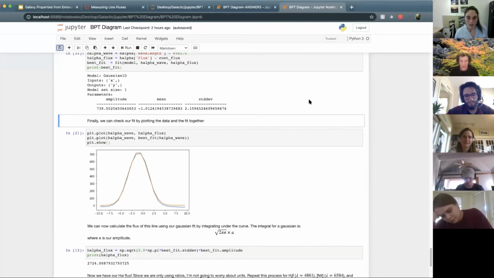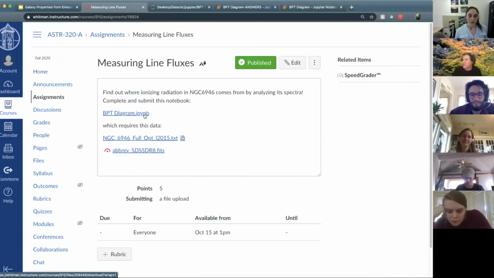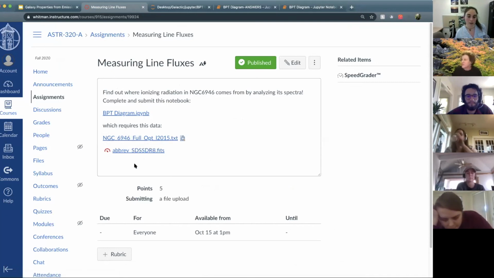The good news is no more photutils. Everyone's using the same thing this time. In your assignments, this one is called Measuring Line Fluxes. There's a notebook, which, if you downloaded it early, has been changed in the past hour to be a little bit more explicit, so you'll want to re-download it. Again, sorry. The spectrum of NGC 6946 is this text file here. There's also some data from SDSS, the Sloan Digital Sky Survey, that we're going to use to plot a BPT diagram.